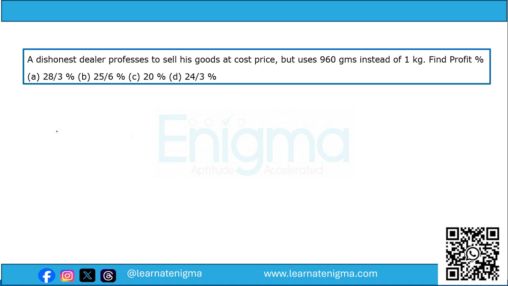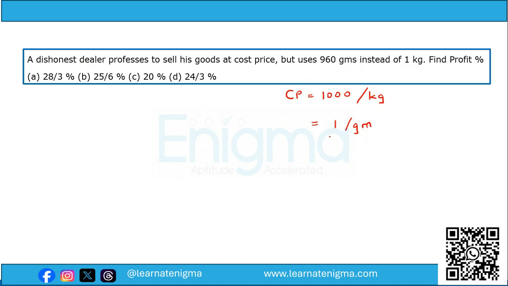Now, remember for such questions, whenever there is a dishonest dealer, the basic assumption which you can make, especially in questions where you are dealing in 1 kg or 1 liter, and you can also apply a similar strategy when the questions are based on 100 meters or 1 meter or something like that, is that you can easily assume the cost price as rupees 1000 per kg. Okay. So 1000 per kg, that means rupees 1 per gram.